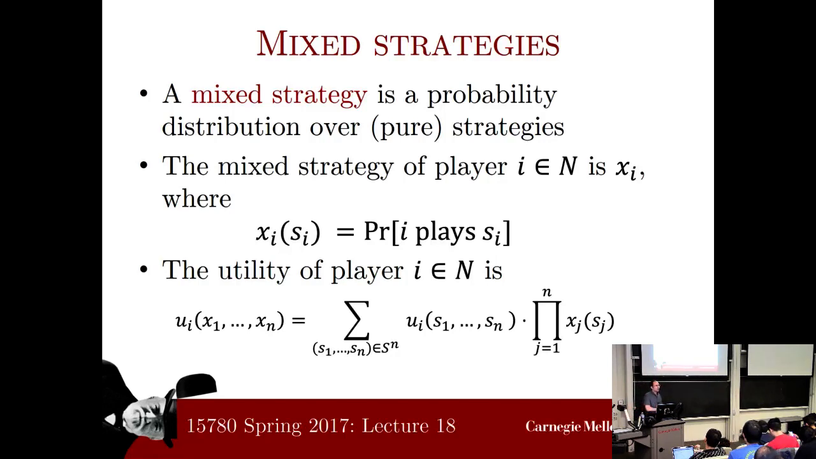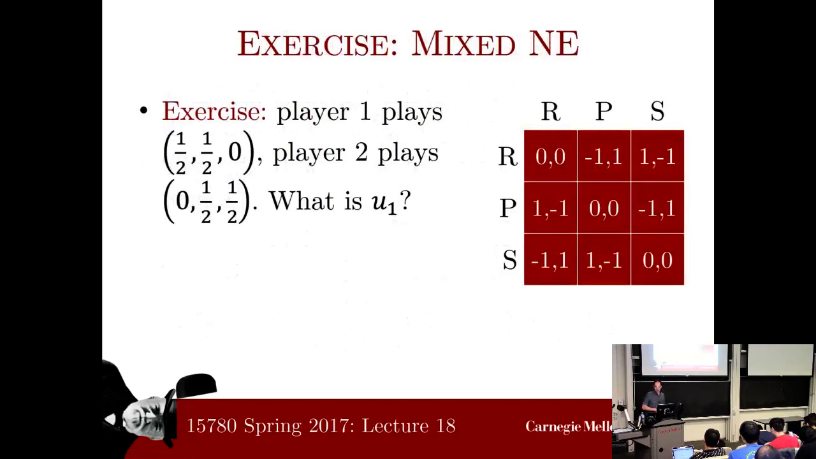Good. So is everybody okay with this definition of how we define mixed strategies and the utility? It's really simple, I think. It's just that utility is the expected utility under the function u_i when we play these probability distributions. Good. Okay. So let's go back to the rock, paper, scissors game, and let's spend a bit of time thinking about this game and practicing this definition.